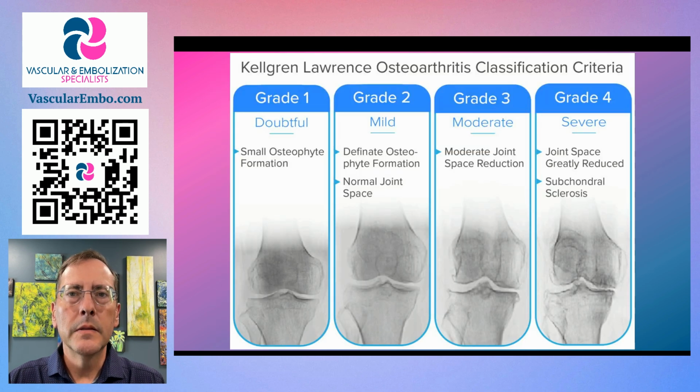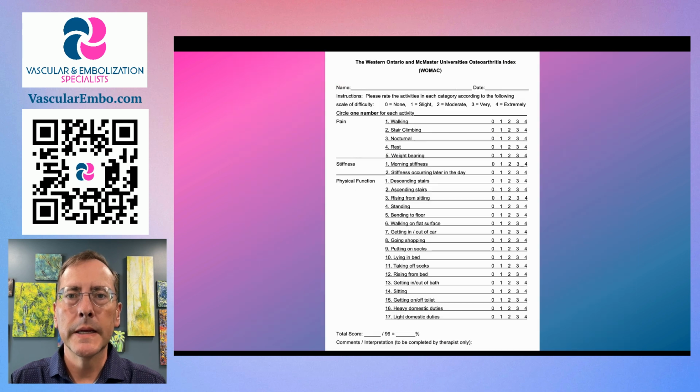We grade the degree of degeneration using what's called the Kellgren-Lawrence osteoarthritis classification criteria, which basically means you take x-rays of a patient's knee and they fall into one of four categories or one of four grades. The important thing to note here is that the mild, moderate, severe refers to changes on the x-ray. It does not refer to the severity of the patient's pain. You can have severe pain with only mild changes on x-ray, and those two are not necessarily directly linked.